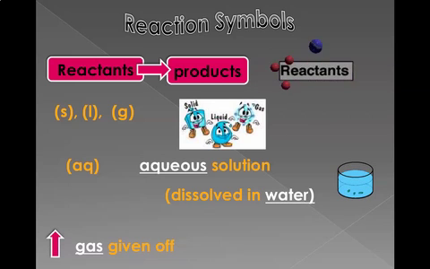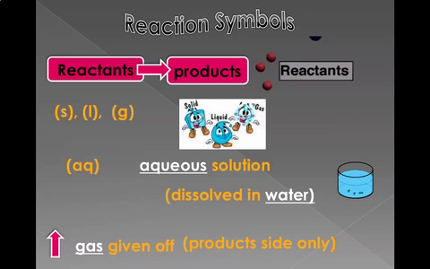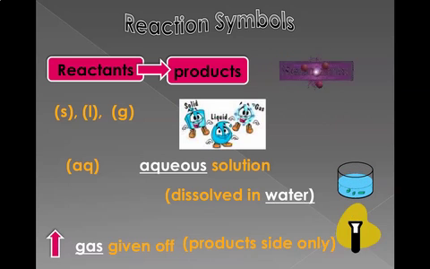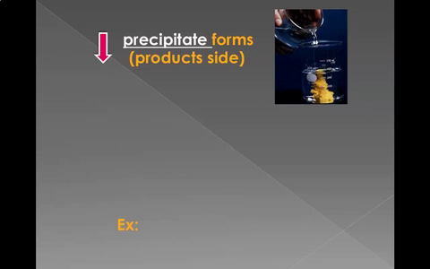An up arrow means that a gas is being given off. And that's only going to happen on the product side. If you're starting with a gas, that's in the reactant side. If you have a down arrow, that means a precipitate forms. So again, this is only going to happen on the product side. If you're starting with a solid, you'll just write an S as a reactant. And if you recall, precipitate is when it's raining solid.